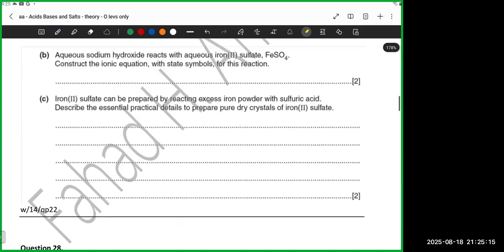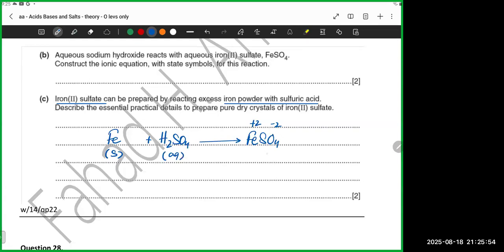So next one. Ionic equation, we're not doing ionic equation yet. As he's saying, iron powder with sulfuric acid. How do you make iron 2 sulfate from it? Iron 2 sulfate means Fe is +2, SO4 is -2, so the formula will be FeSO4. And what is the salt being made from? It's obviously sulfuric acid, which is H2SO4. And he's saying that iron powder is used, so that's iron. That's a solid. Sulfuric acid is aqueous.